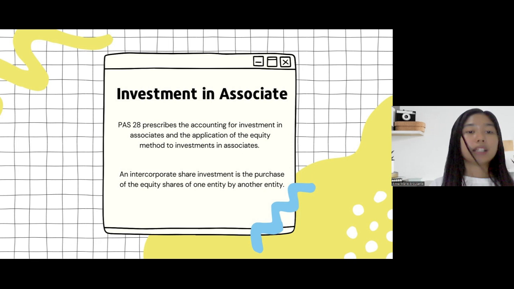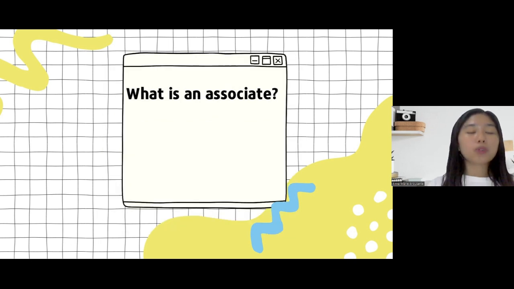In such, an entity may purchase enough shares of another entity in order to exert significant influence over the financial and operating policies of the investee. So what is an associate? According to PAS 28 paragraph 3, an associate is an entity over which the investor has significant influence.